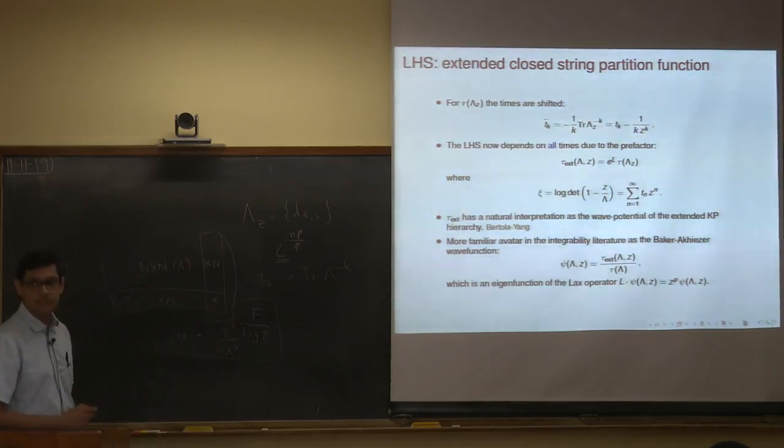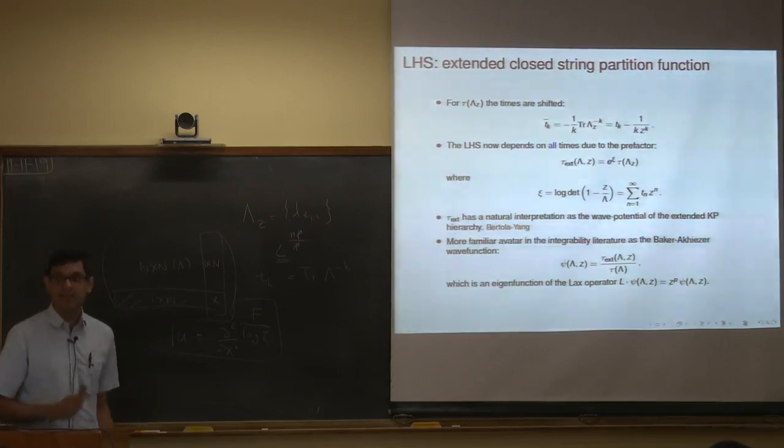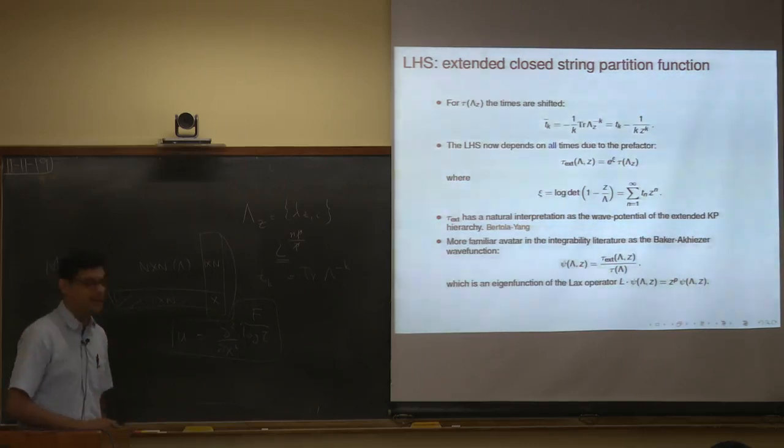So tau is obtained from tau extended by setting z equals 0? No, I want to say tau of lambda is the n by n guy, but everything in the large n limit. But yes, if you want, you can say that. Yeah, you should treat this as a large n integral.